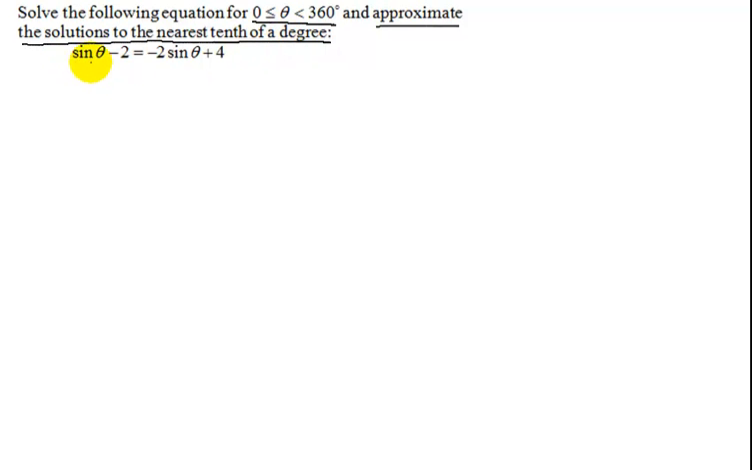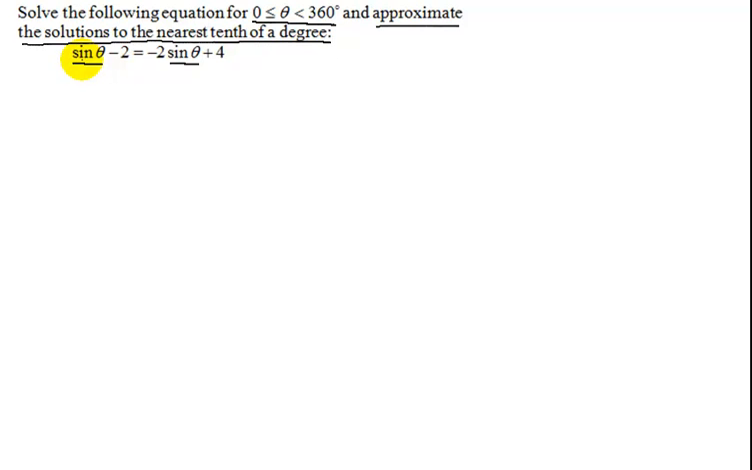So let's take a look at our equation. The sine of theta minus 2 equals negative 2 sine theta plus 4. Let's look at the trig functions we have. I have a sine of theta and a sine of theta. My trig functions are the same, my angles are the same, and I only have one trig function and the highest power on it is a degree 1. So this is the simplest type of trig equation. It is a linear trig equation in sine theta.